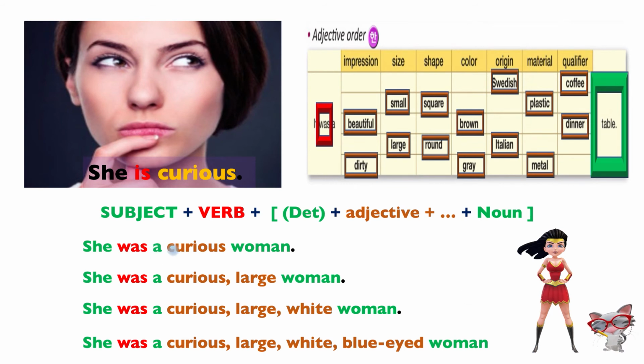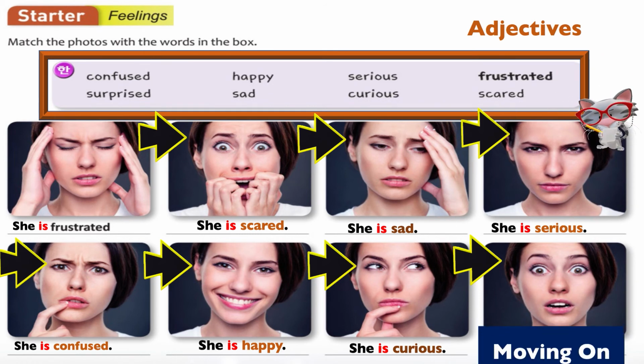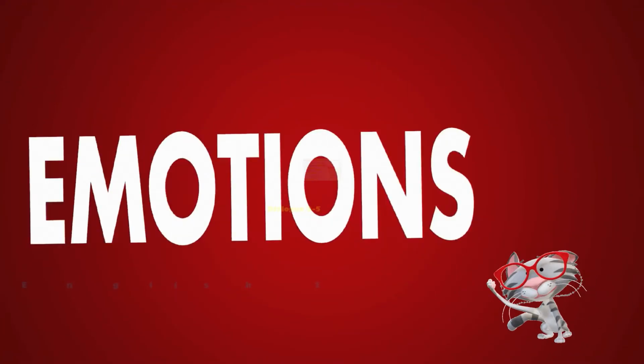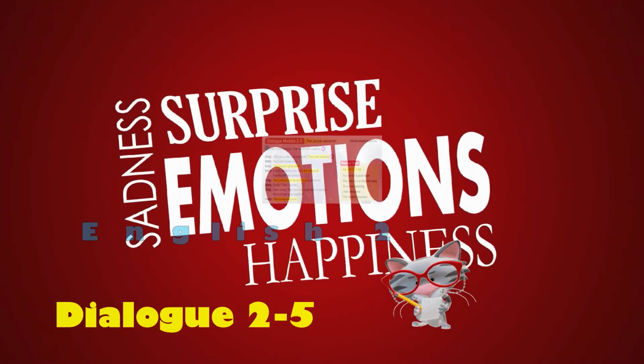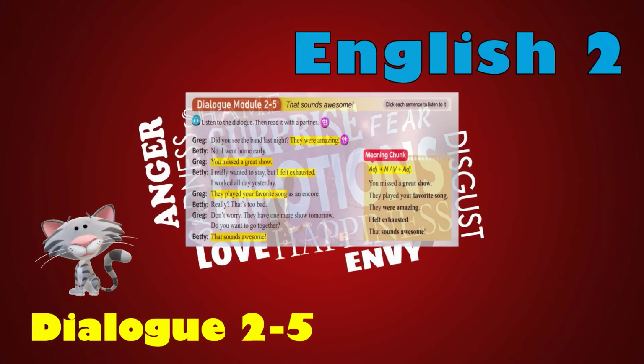Now, as you can see, you can have more than one adjective. That's the point here. So we have all our adjectives here, and each of these sentences has one adjective. But you can have more than one if they are connected. So moving on. Alright, but before we do more of those, we're going to look at the dialogue.